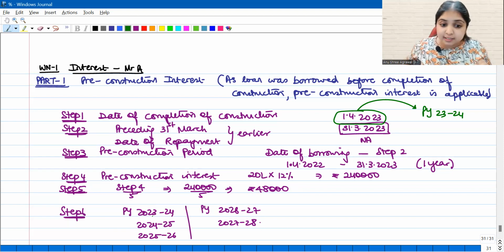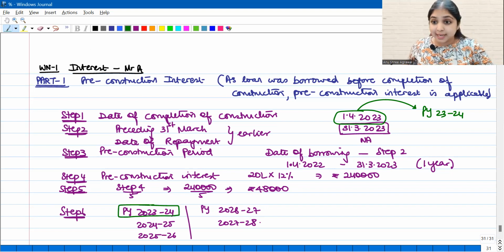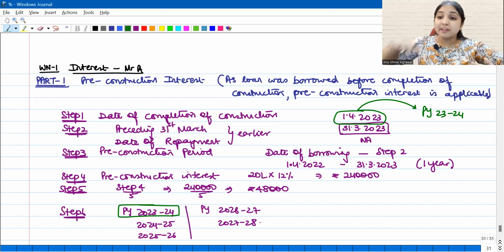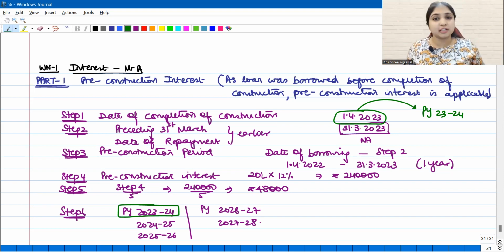And my current year in the question is 23-24. So 23-24 is in this list. So therefore, in my current year, in 23-24, yes, I will get this 48,000 deduction.